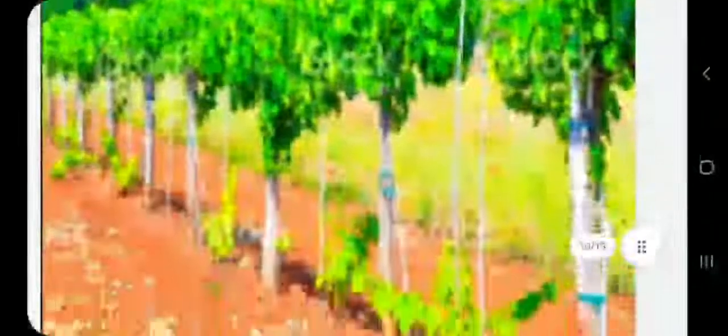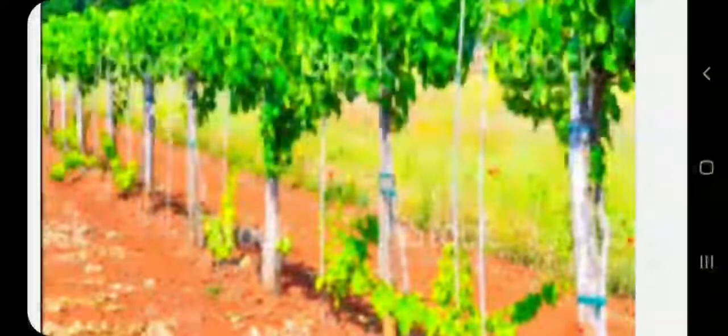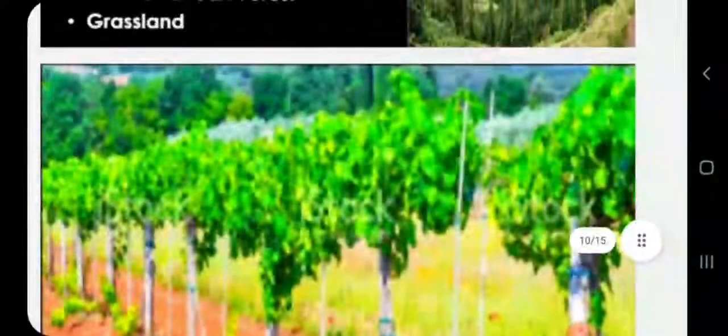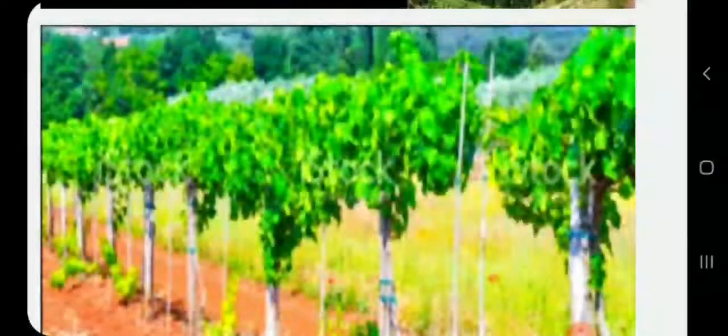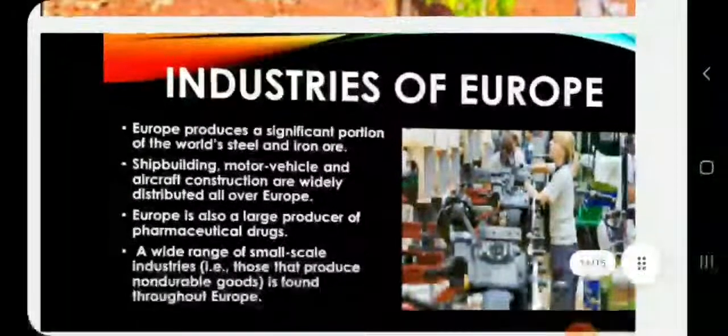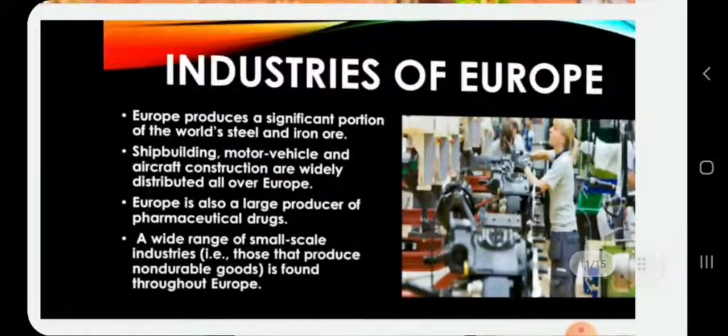The next one is resources based on economic activities. The availability of resources, an efficient and educated workforce, rich contact with other nations, and innovations have transformed Europe into a modern and economically developed continent in the world. Europe is an industrially developed continent in the world.